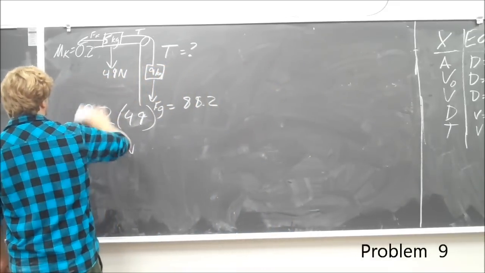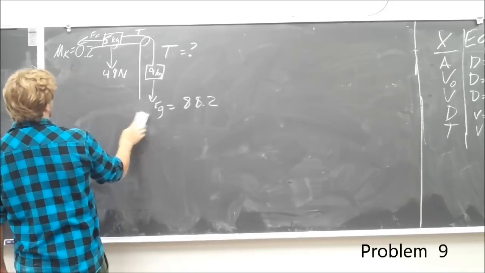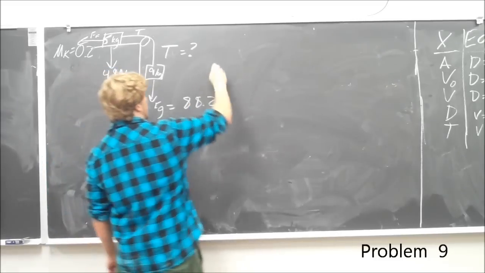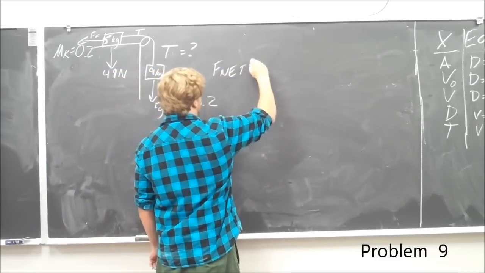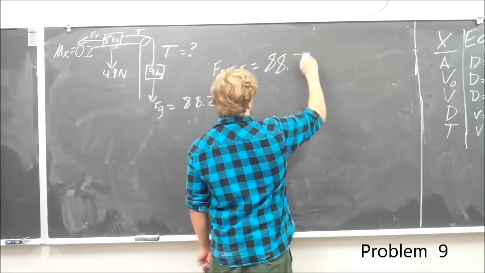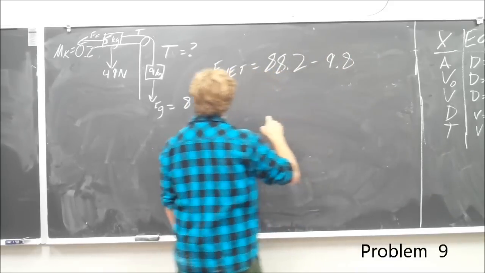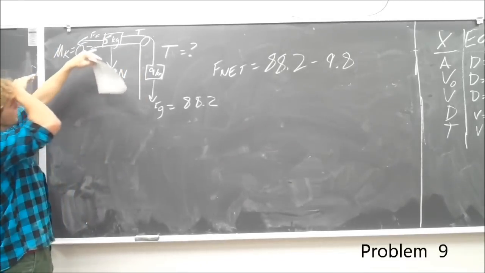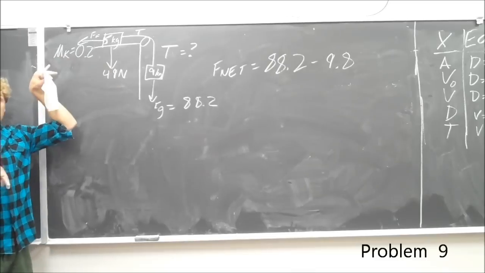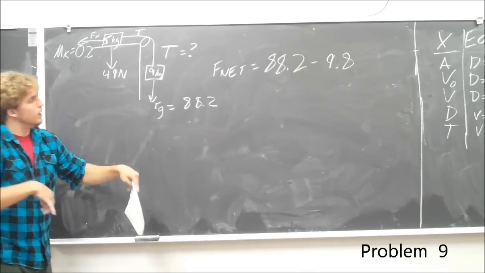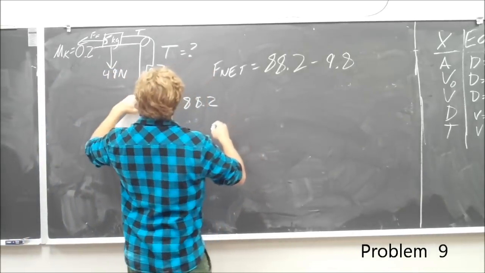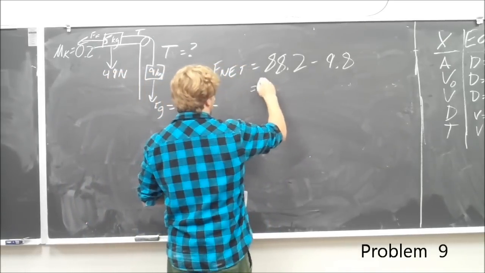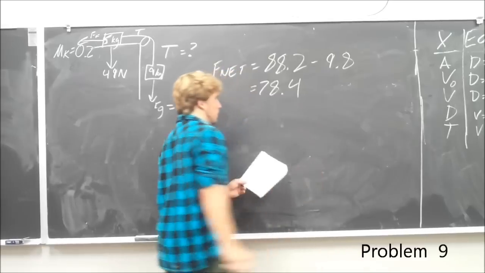All right. So force of friction is 9.8. Force of gravity is 88.2. So F net is equal to 88.2 minus 9.8. I've got 88.2 pulling it down and to the right, and the force of friction is opposing that motion, so it goes the opposite way and you subtract it. So the net force is 78.4. Cool?